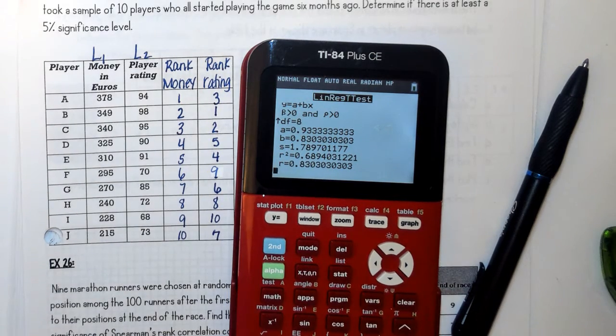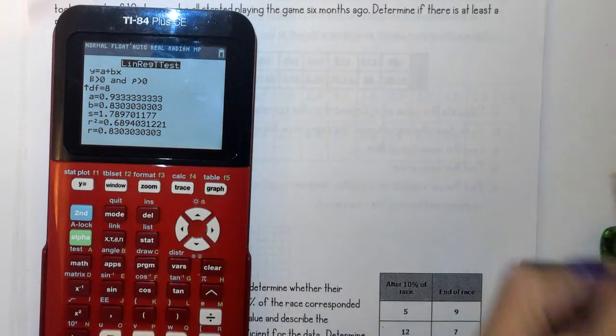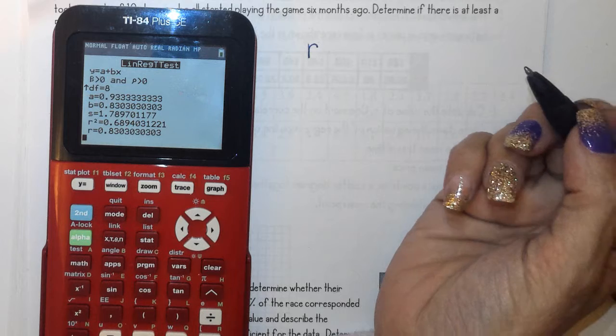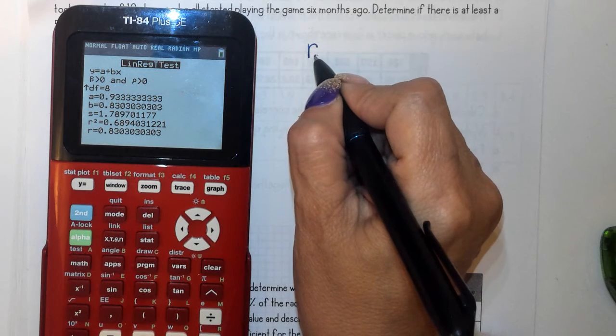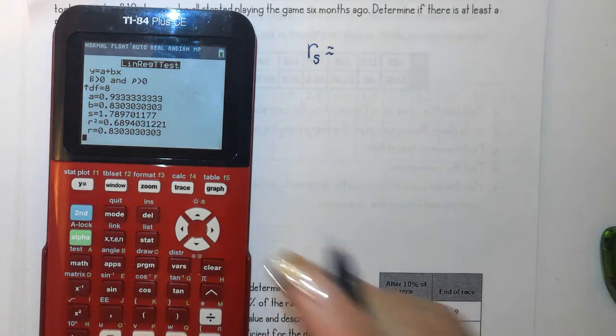So we're just trying to decide, is it greater than a 5% significance? So here's what we're going to do. I'm going to set this over here, and I'm just going to cover that up. I'm going to come over here and let's talk about R. Now remember, we're doing Spearman's. So when I do Spearman's, I need to put the little s because this is Spearman's. So let's put that R value.